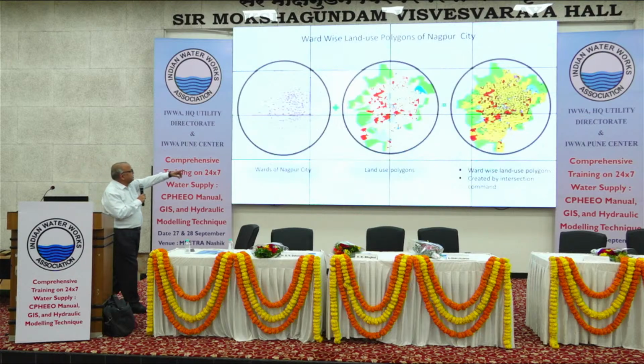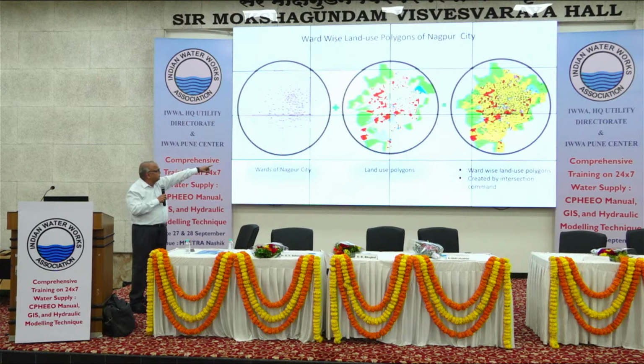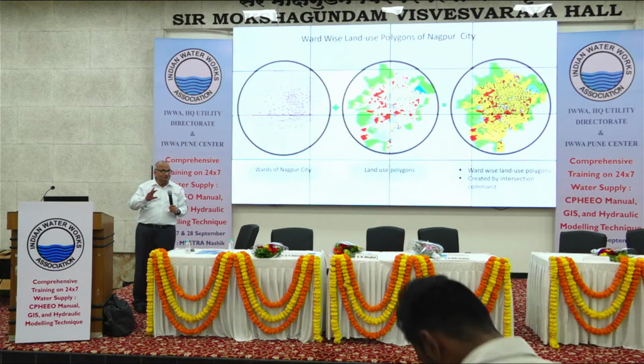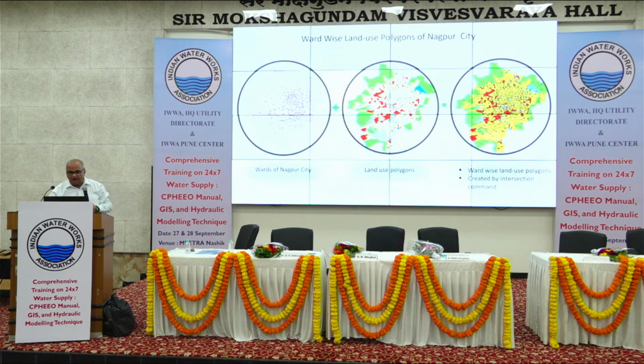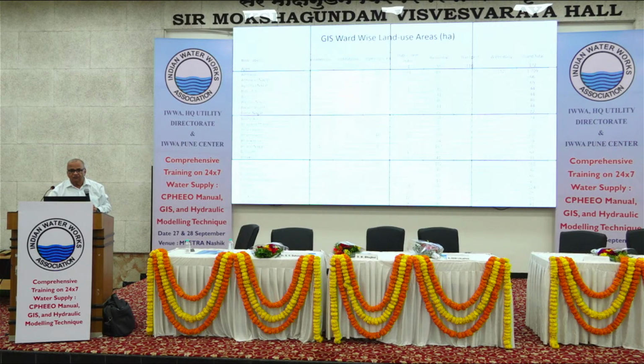Now you will see that. This is the ward boundary, this is the land use polygons, and that is your ward-wise land use polygons. Earlier it was not done, nobody is doing. Now, in order to bring this uniformity, we inserted this method. Once you get the ward-wise land use polygons, you can see commercial, institutional, residential, etc. You get this area in hectares.